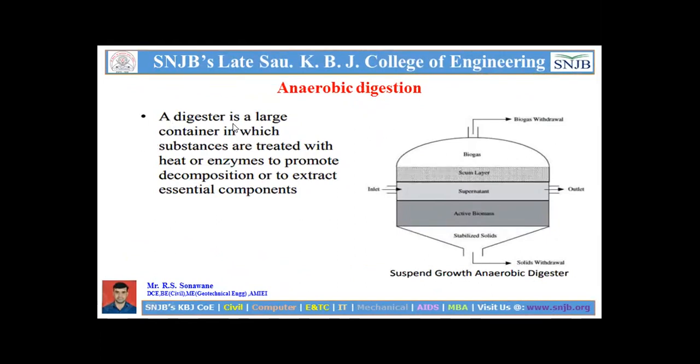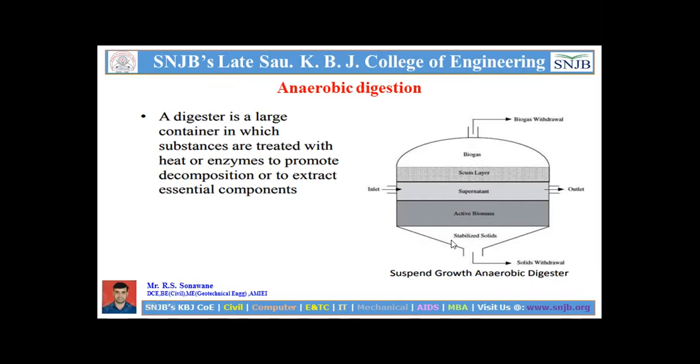A digester is a large container. You can see here a digester with a large container of this shape, in which substances are treated with heat or enzyme to promote decomposition or extract the essential components. In this type of digester, the substance is treated with heat or enzyme, which promotes decomposition and degradation of organic matter, and once the matter degrades, the essential component, such as gas, called biogas, is extracted.